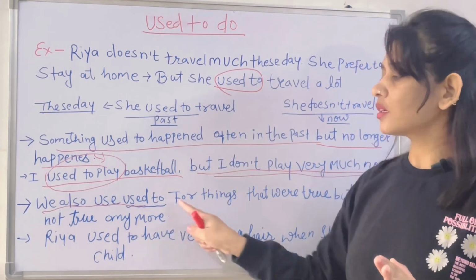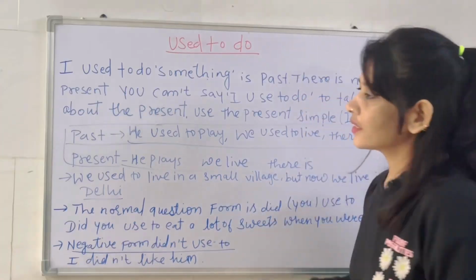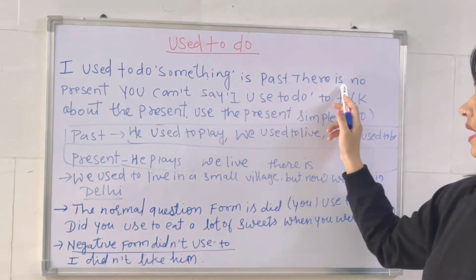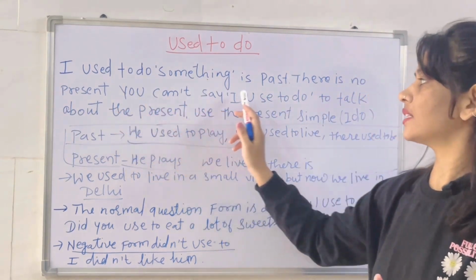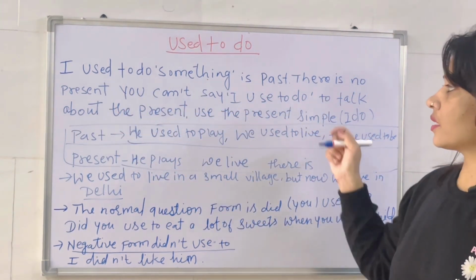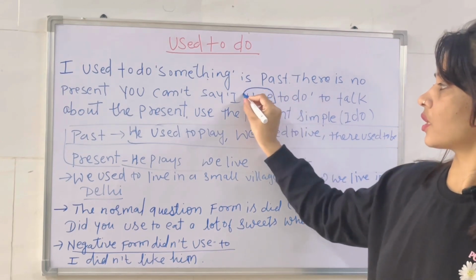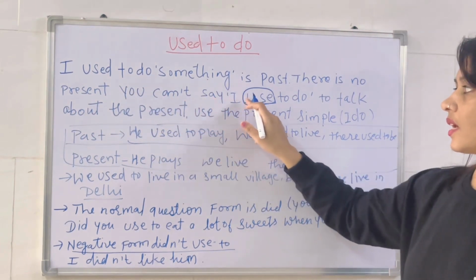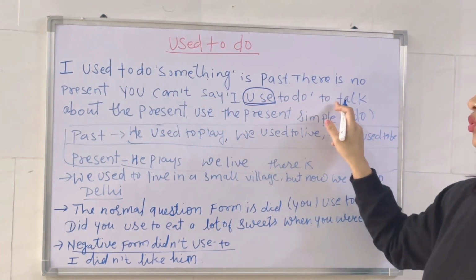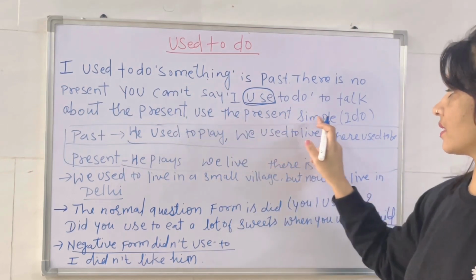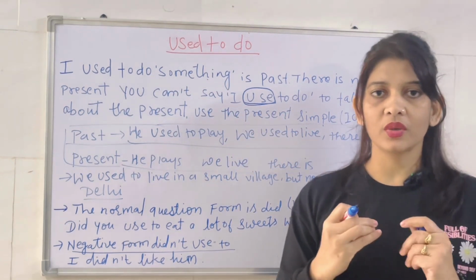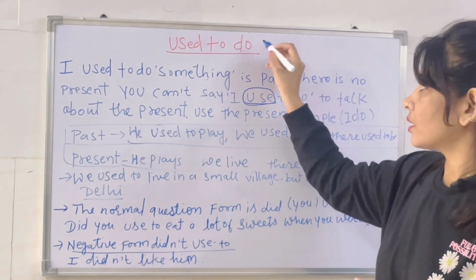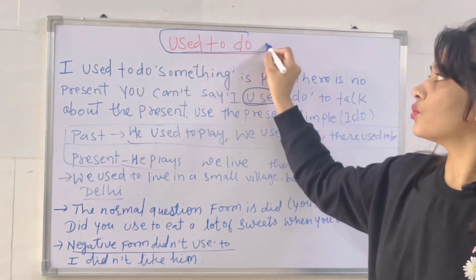We also consider "used to". Okay? Yes, you got it. I used to do something is a past. There is no present. You can't say "I used to do" in the present. To talk about the present, use the present simple. "I use" is different, and "I used to" is different.